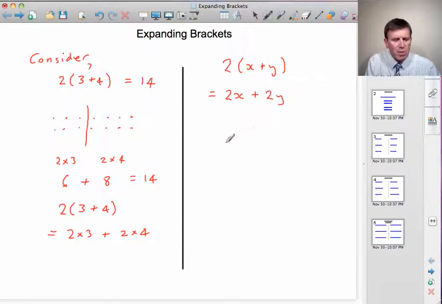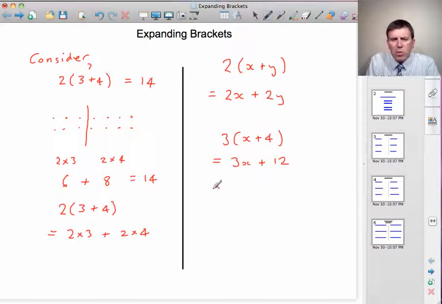And a second example, if I had 3 multiplied by x plus 4, that would give me 3 times x is 3x, 3 times plus 4 is plus 12. So again, I've been able to get rid of the brackets by multiplying out.